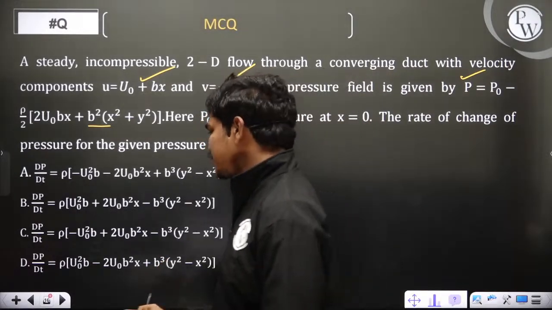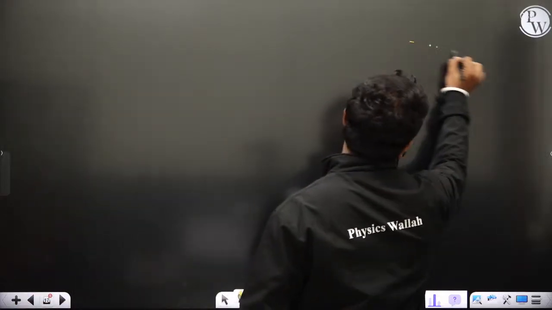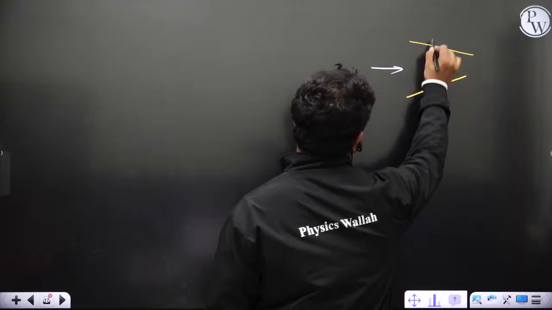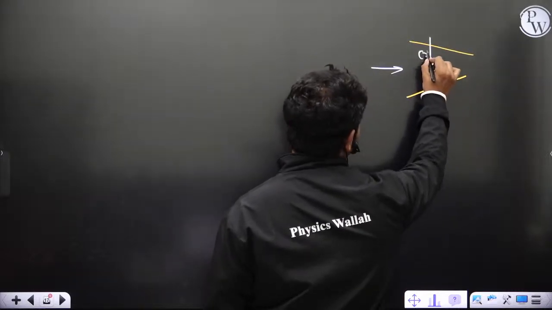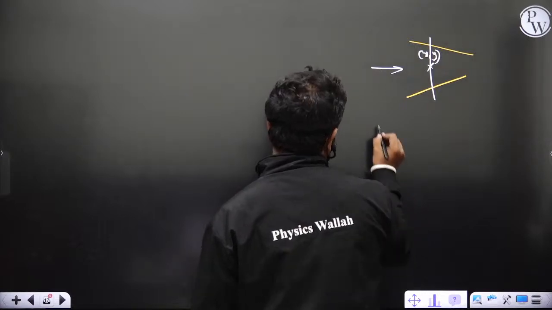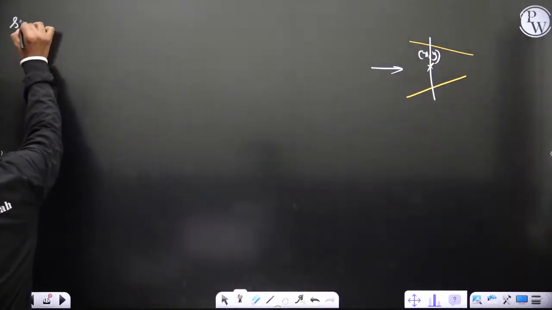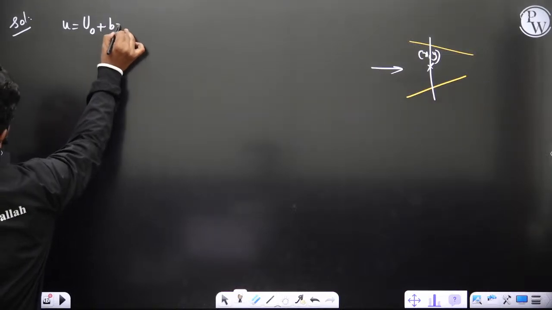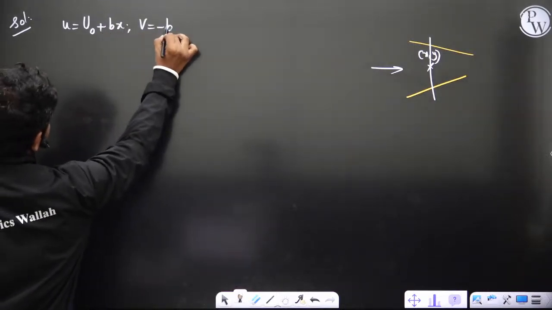Okay, means you can see there is a converging duct. At a point x comma y, let us suppose, this is a 2-dimensional case and you take any point x comma y randomly, then what's happening? They have given you velocity u is u0 plus bx and v is equal to minus by.